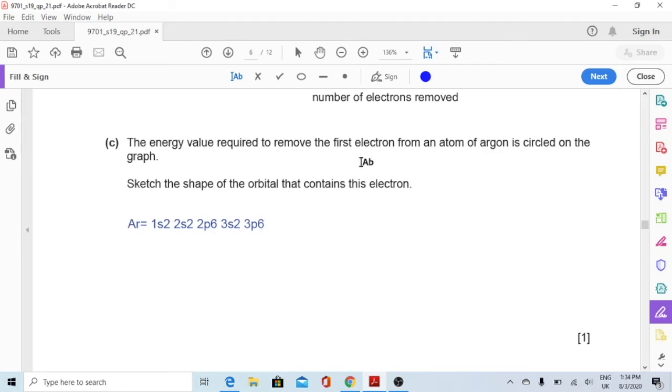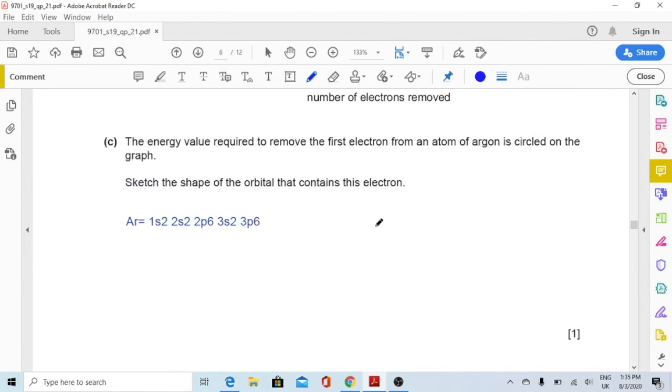So the first electron is being taken away from the argon atom, means the first electron is being taken away from the p orbital. So we'll sketch the shape of that orbital. Now p orbital looks like this.